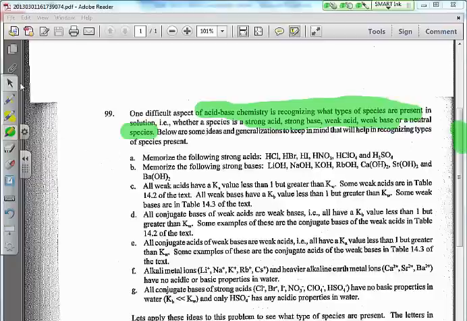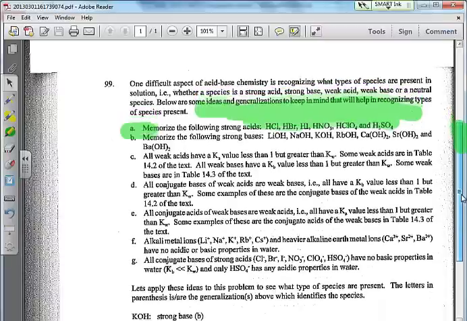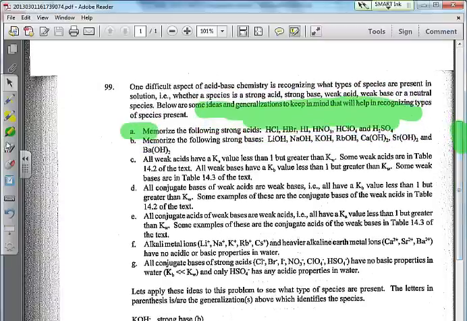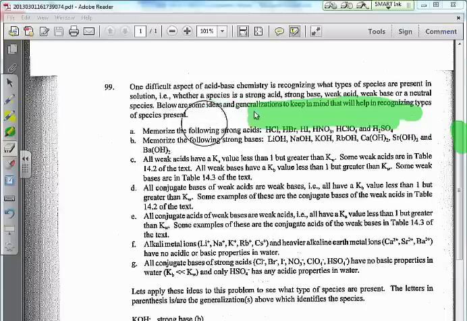So just as a reminder, here are some things that we need to remember. Number one, we've got to know the strong acids. Been throwing these at you for a long time. Hydrochloric, hydrobromic, hydriodic, nitric, perchloric, and sulfuric. And as a reminder, sulfuric is the only one that is a polyprotic acid.